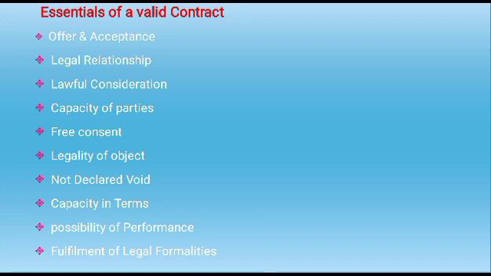And ninth, possibility of performance. The terms of an agreement should be capable of performance. An agreement to do an act impossible in itself cannot be enforced. Then last, fulfillment of legal formalities. A contract may be oral or in writing. This involves completing a contract or agreement where all obligations have been fulfilled.